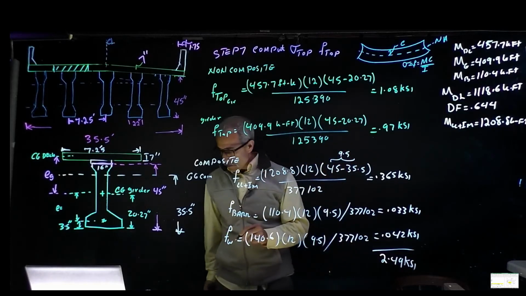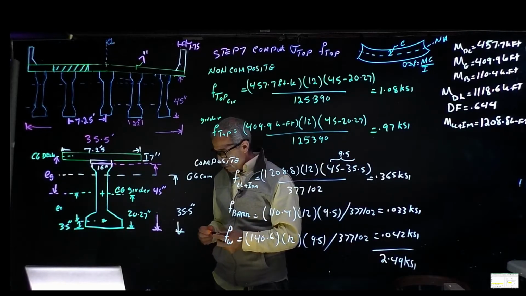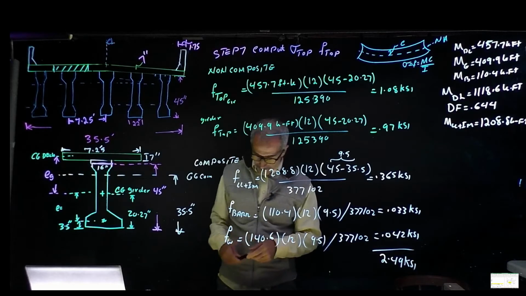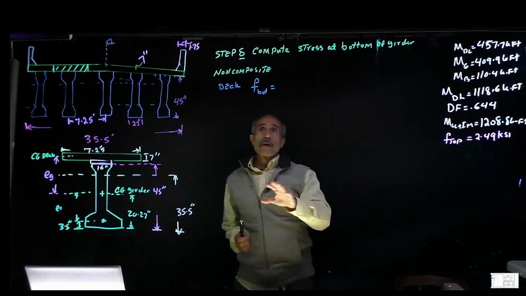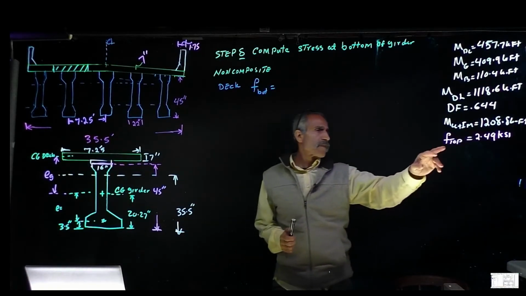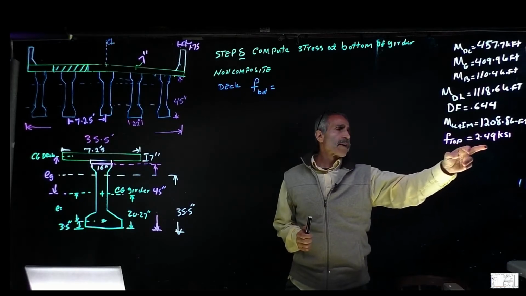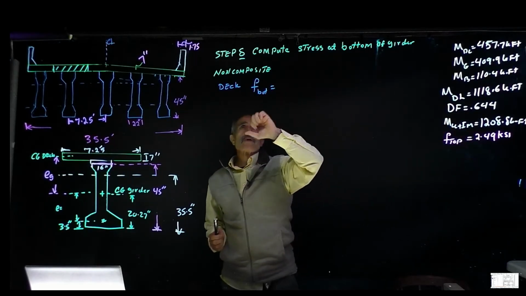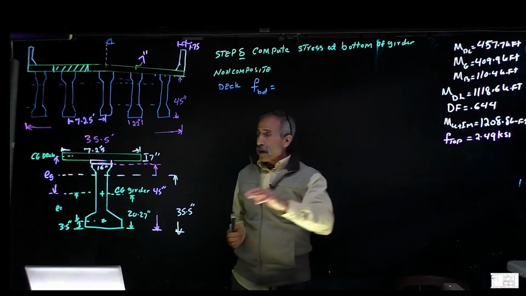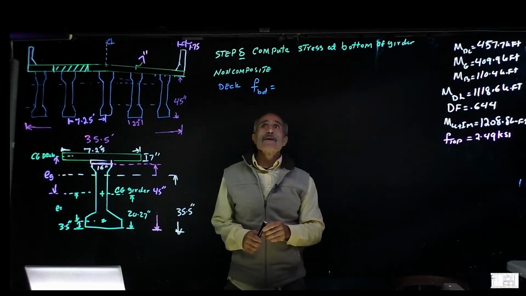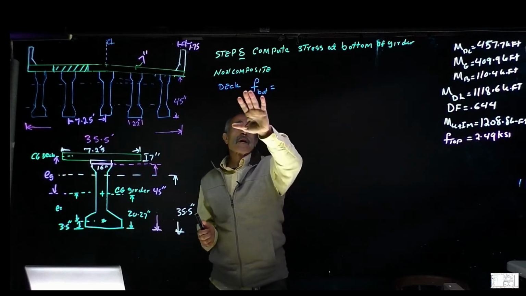I need those numbers. Okay, so I erased the board and I put the F at top that we had, which came out to 2.49 KSI. Now we're going to go to step number 8. We're going to compute the stress at the bottom of the girder. We're going to do the same thing. We're going to go non-composite.